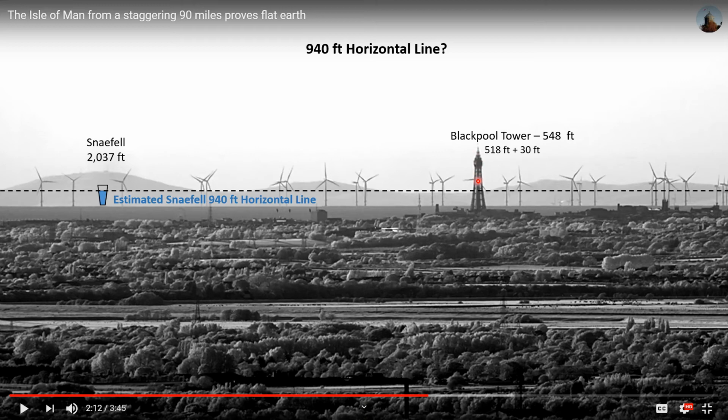This is 518-foot Blackpool Tower. It sits on land that's about 30 feet in elevation for a total of 548 feet. How could this be higher than 940 feet? And also, these turbines in the distance with their blades straight up like this one have a total height of 492 feet. And we can see that even the hubs at 295 feet are above this 940-foot horizontal line.